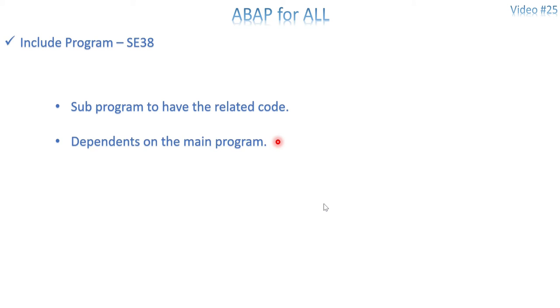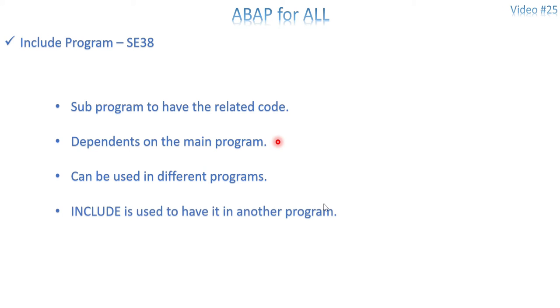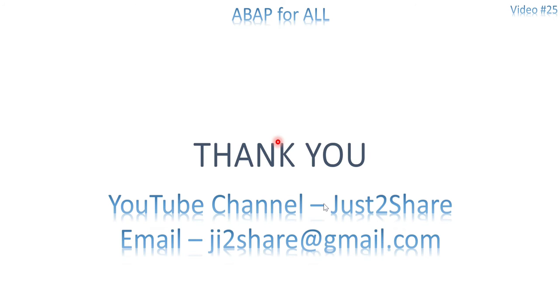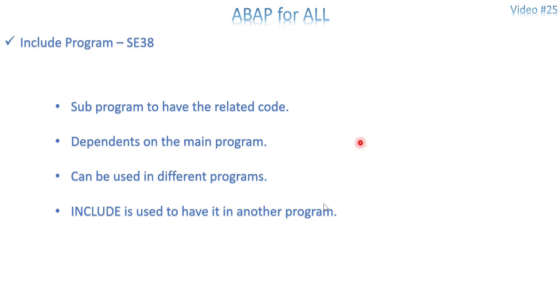It won't execute independently, and it can be used in different programs. It is global: once you create a program in SE38, any other program can use it, it's not dependent on any one program. INCLUDE is the keyword which means you're going to have it in the other program. It's not called, it is included in your main program. So use the keyword INCLUDE. Okay, that's it. Let me show you the include program first, then I'll go to the function module.